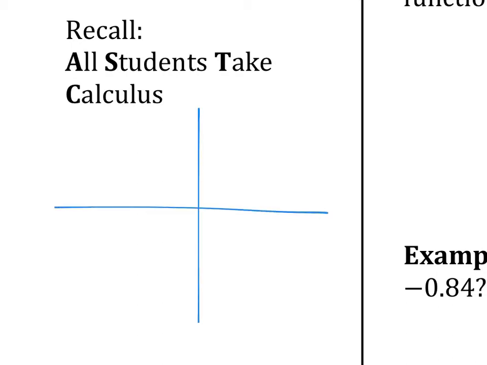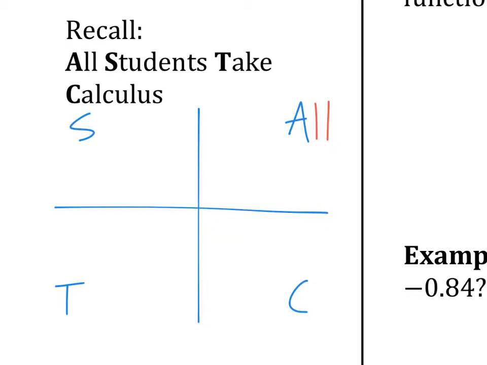It is a way of remembering what is positive and negative in each quadrant. So the way it goes is you start with the first quadrant. It goes, all students take calculus. Okay, all students take calculus. So A means all, meaning every trig function in that quadrant is positive.